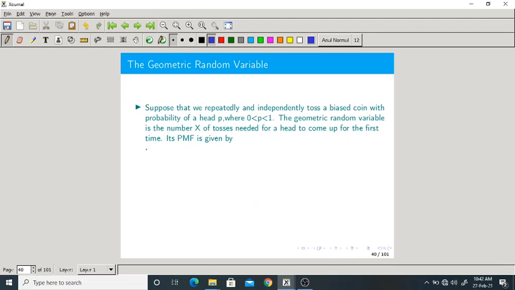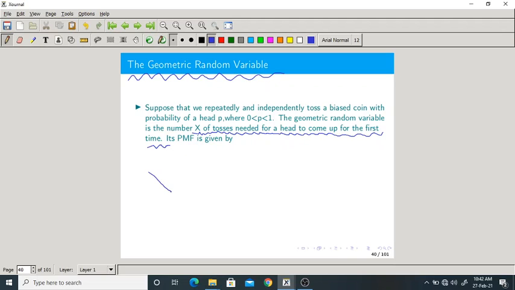Now, let us go to the third variety of random variable, that is called geometric random variable. Now it is something different. Just read the statement properly. Suppose that we repeatedly and independently toss a biased coin. Okay, we are tossing a coin repeatedly and independently with the probability of head p. The geometric random variable is the number of tosses x needed for a head to come up for the first time.